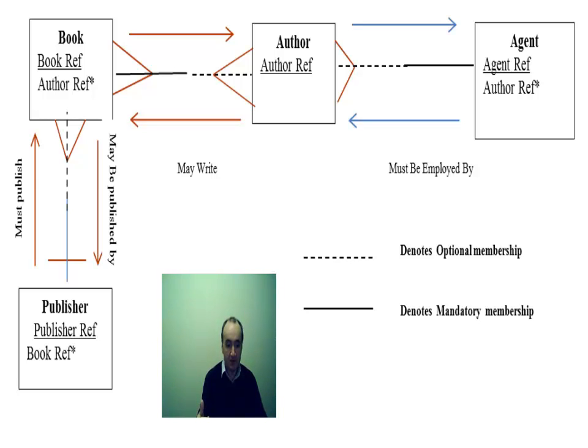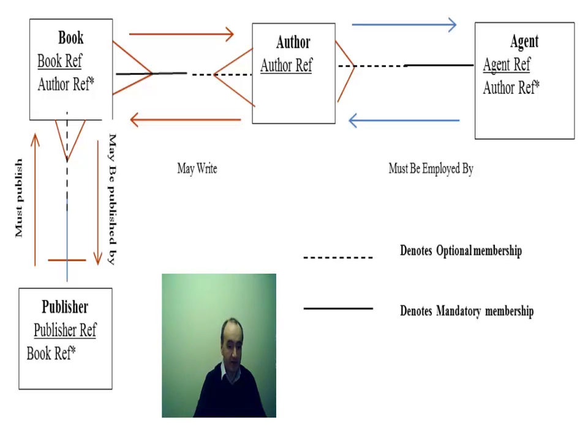Inside each of the entities, we can see a couple of examples of attributes of that entity. Book, for example, has book reference and author reference. Book reference in this case would be a primary key for book, and that is represented by the underline. And the author reference is a foreign key, and this is denoted by the star symbol. We can also see that author has author reference as primary key, agent has agent reference, and publisher has publisher reference. It's important to know what the primary keys for each entity are and what foreign keys may then exist in each entity, so that we can understand how each entity is related to each other.